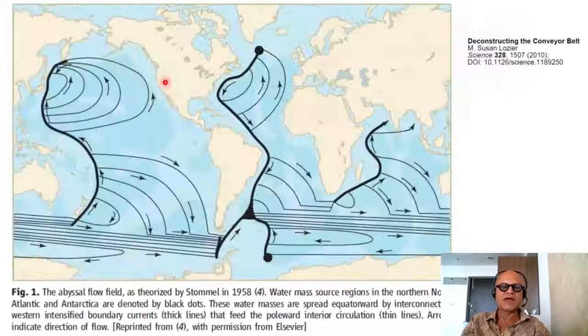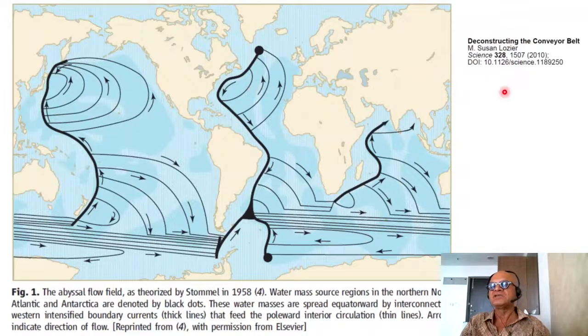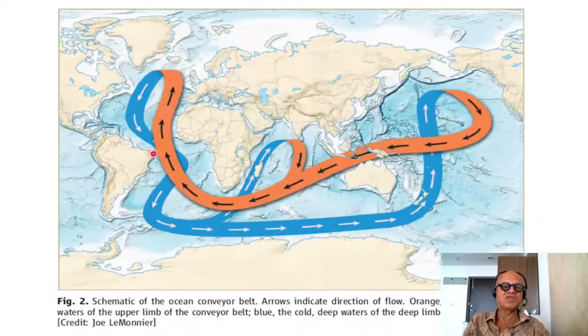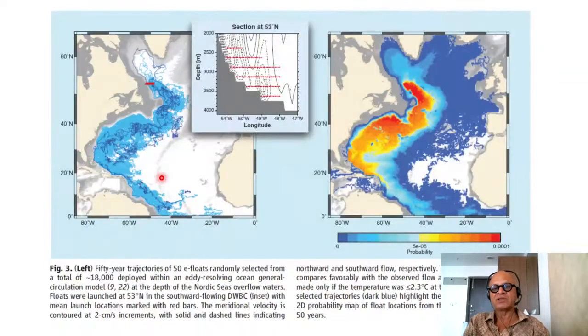So Susan Lozier has this nice review paper deconstructing the conveyor belt, where she uses a very high resolution eddy-resolving ocean general circulation model, releases a lot of drifters to see how the western boundary current works, and you can see that there are lots of eddies and recirculations. There is an overall southward flow as required, but it is not as simple as what we think of when we think about the global conveyor belt.